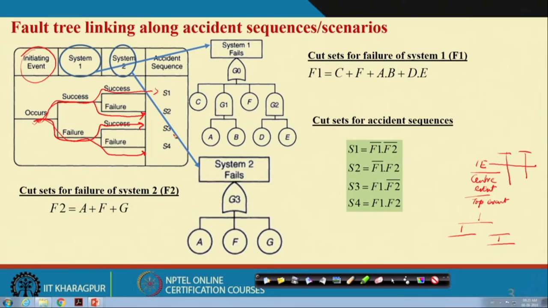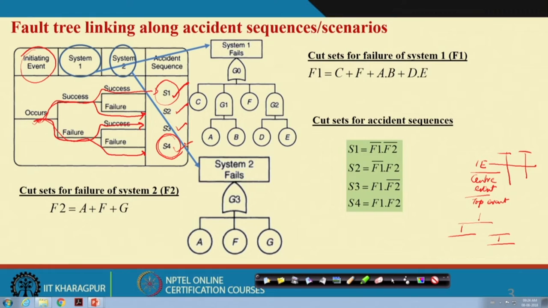If we say that these are basically protection against the initiating event, then obviously when both protections fail, S4 will be the most harmful. Whereas if both systems are successful, this will be safe or least harmful. So, in accident scenarios, these states are S1, scenario 1, S2 scenario 2, S3 scenario 3, S4 scenario 4.